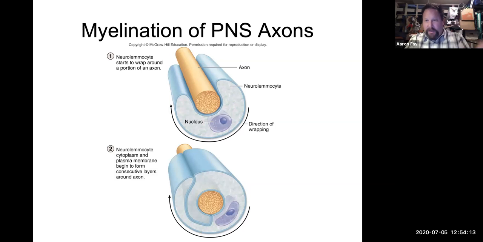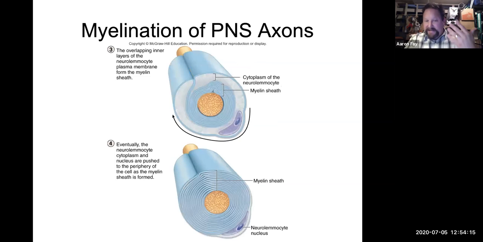What this is showing you is a neurolemmocyte, but the same basic concept applies to the oligodendrocyte. Here, in the central nervous system, you'll still have many layers of plasma membrane. It's just that in the CNS, one oligodendrocyte can myelinate multiple axons, multiple portions of multiple axons. In the peripheral nervous system, one neurolemmocyte myelinates one small section of one axon.